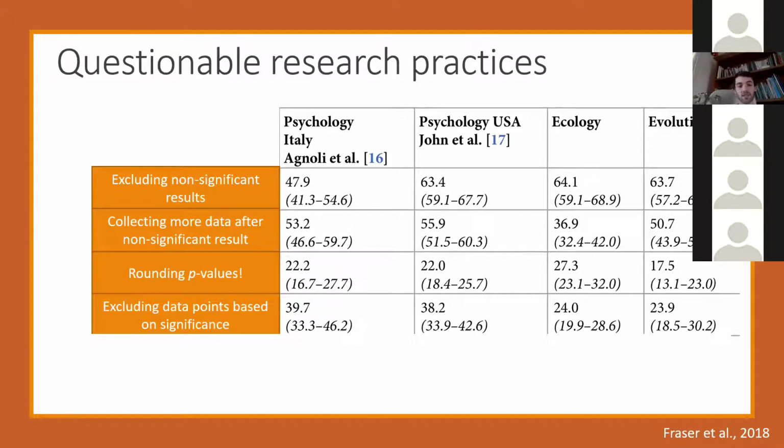Excluding data points based on significance, so flexibly adjusting the data that they're using in their analyses to see if, presumably to see if they can get a significant result. Again, about a quarter of researchers. So this is quite concerning.